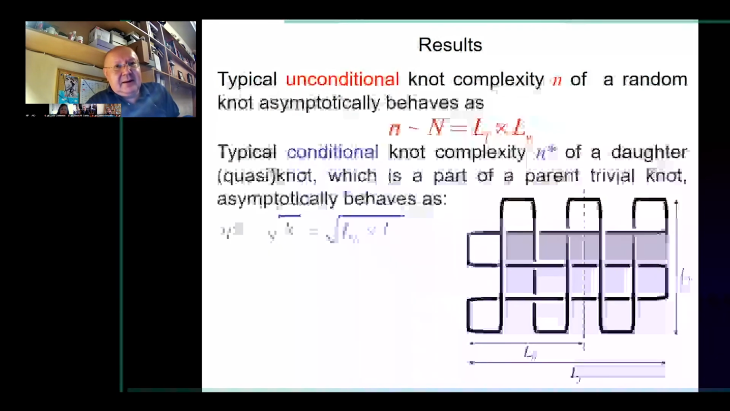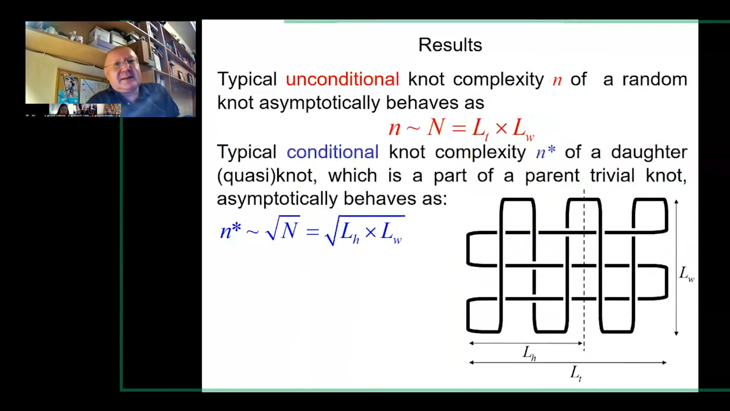But if we do as I said, we cut a part and consider the rest under the condition that the parent was unknotted, then we immediately come to the situation that typically the conditional complexity behaves not as the size of the lattice but as the square root of it, and this should remind us of the same situation as happens in Brownian bridges on matrices.